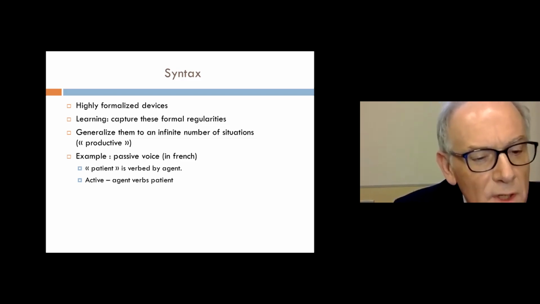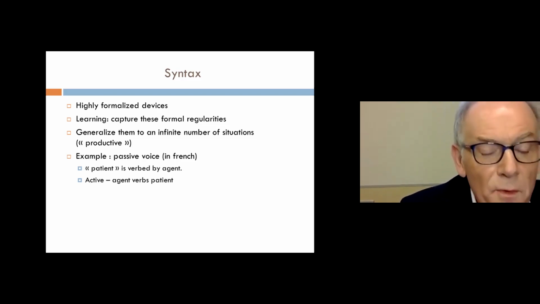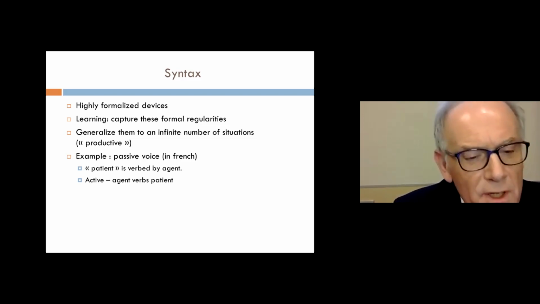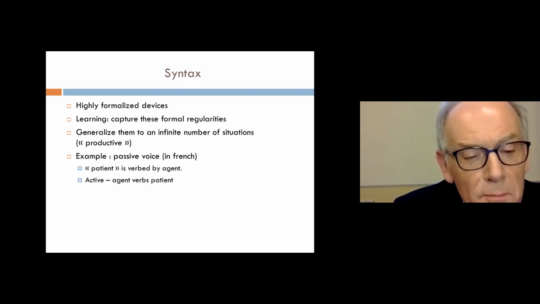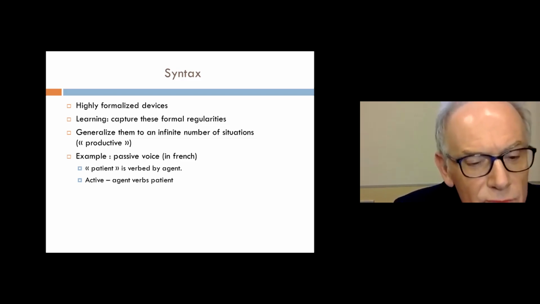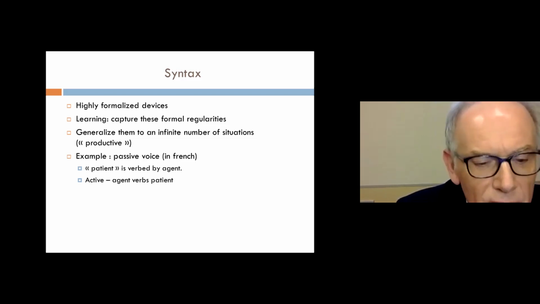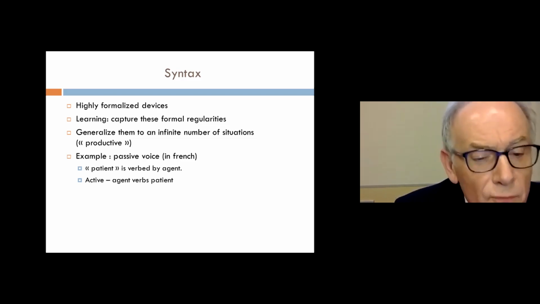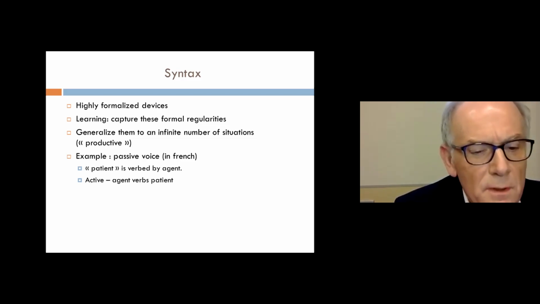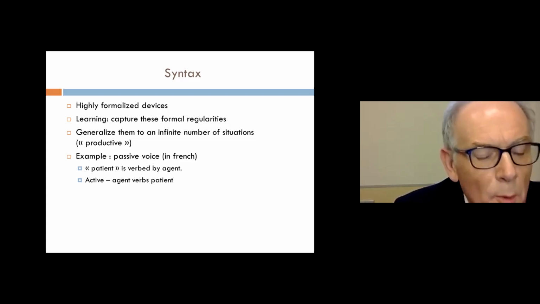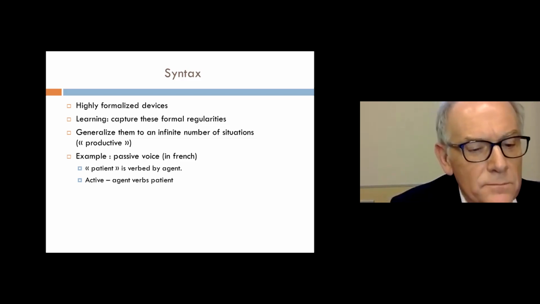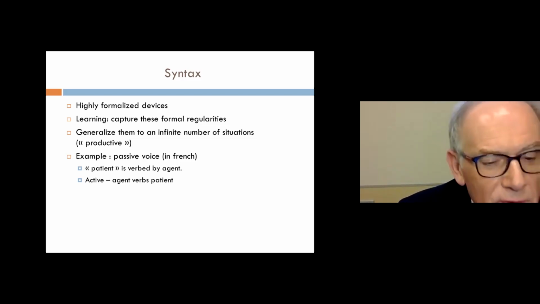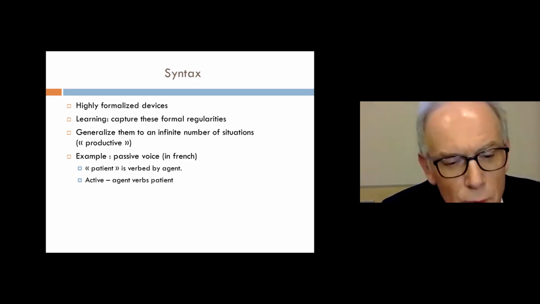I'm just going to give a short example with the passive voice and show that it's not the case, especially for children. By the way, I am a developmental cognitive scientist, so I'm really interested in the way children build their knowledge. So in French, at least, but in other languages, the passive voice is something which we could formalize as a patient who is verbed by an agent, whereas the active is agent verbs the patient.